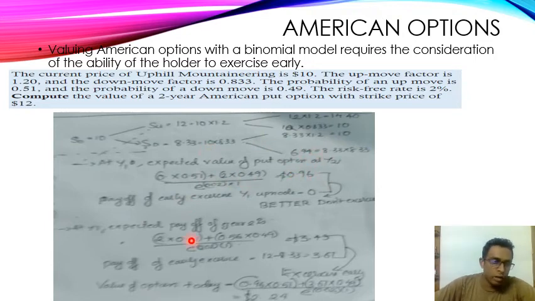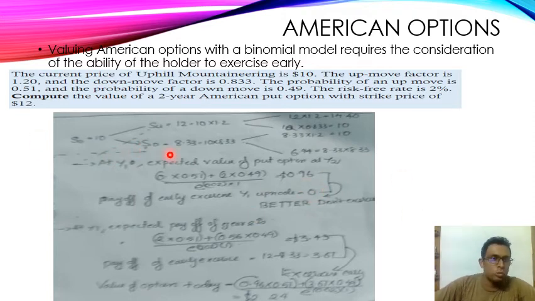Then standing at 1, I'll decide whether I'll be exercising this early or moving to next year. So standing at 1, I see that my exercise at 12, my exercise value is 0. I'll not be gaining anything, so it is 0. Better I won't be exercising at this point.